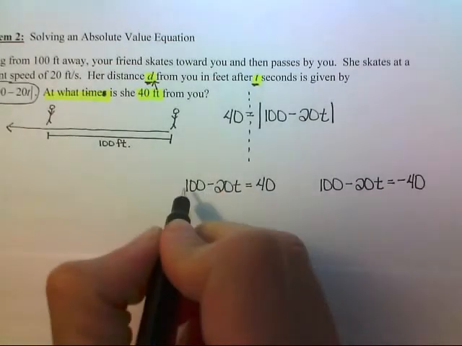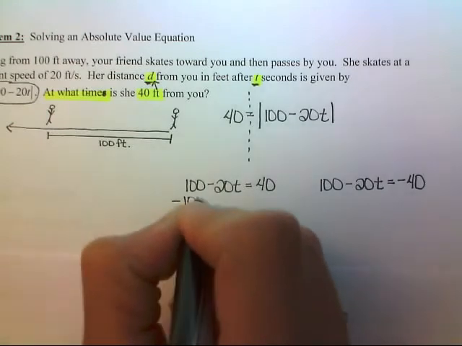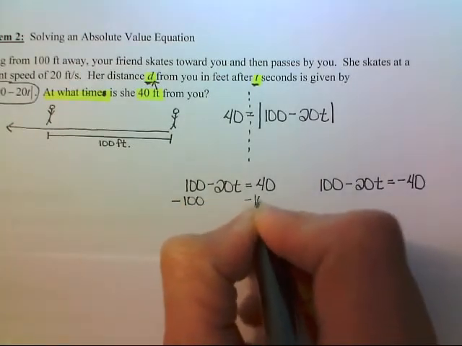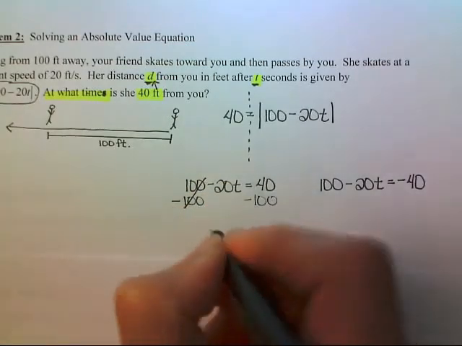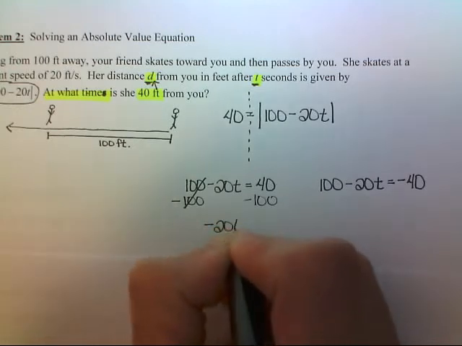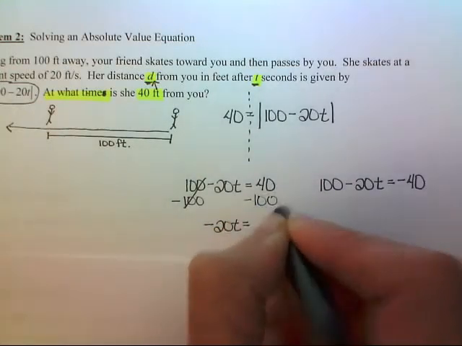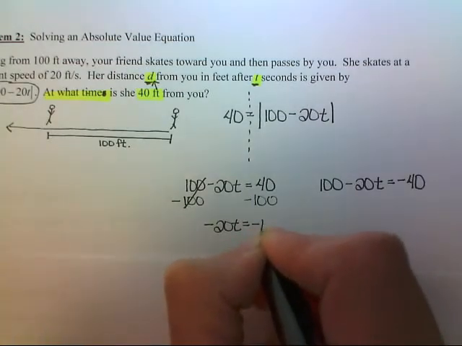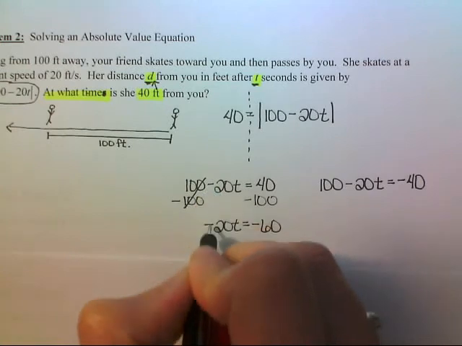Okay? So this is a positive 100. Inverse would be to subtract 100. 100 minus 100 is 0. Negative 20t equals 40 minus 100 is negative 60. Now be careful. Notice that I brought my negative sign down with my 20.